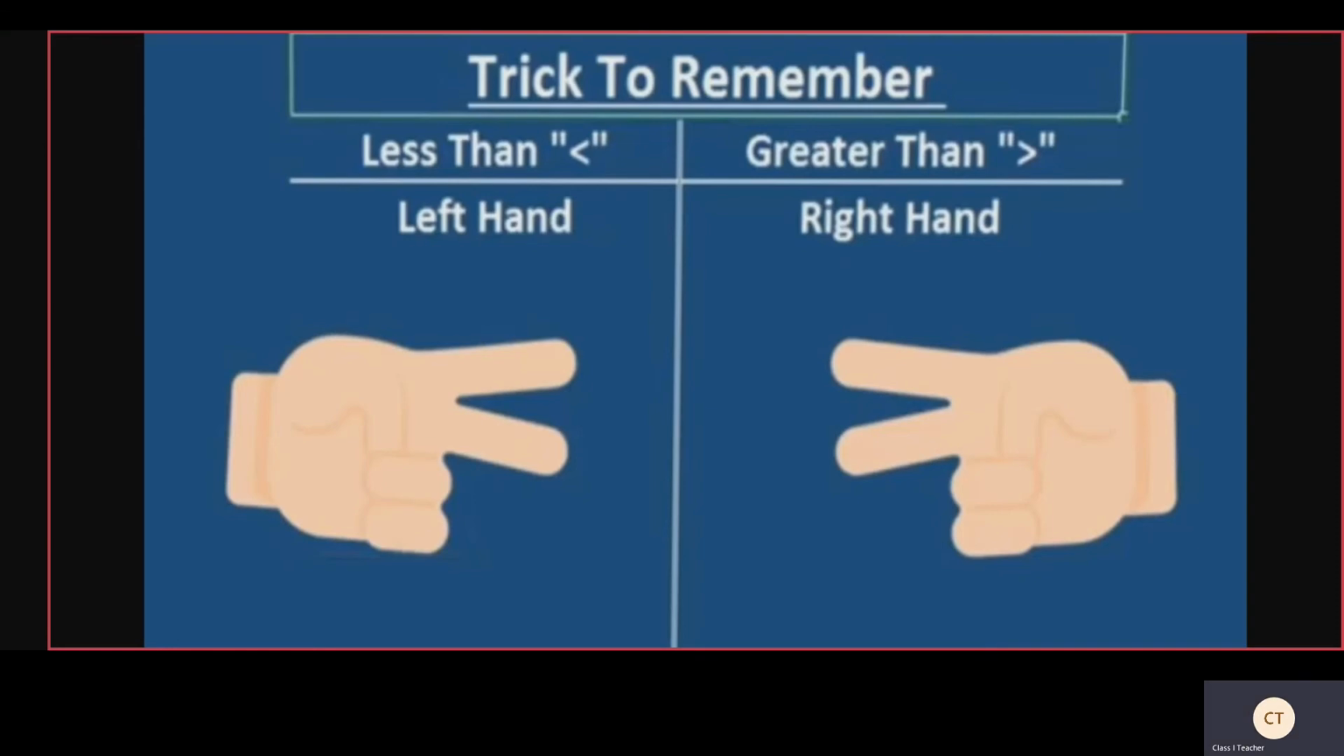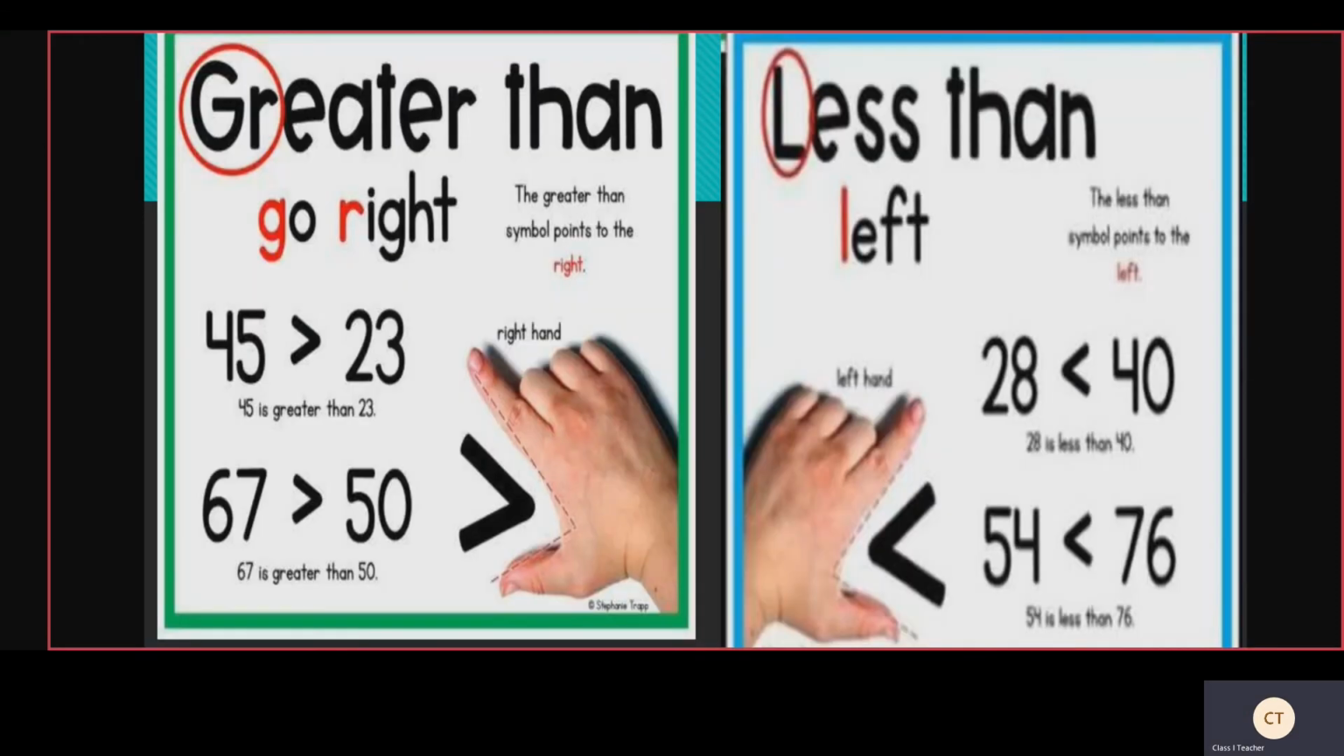Is it clear, children? Once again, let us see like this. Yes, children, all of you keep your hand like this. Look at this picture. Keep your hand like this, same like that. Look at this picture, all of you, and keep your hand same like this.